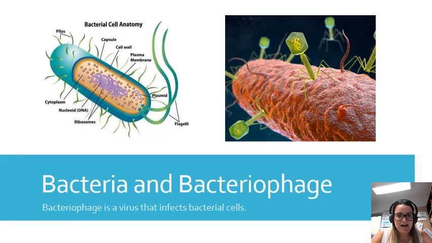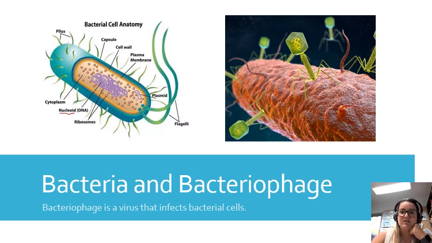So let's start with that bacteria and bacteriophage relationship. So obviously a bacterial cell is a quite simple cell. We know that the DNA is found in the cytoplasm. It says here nucleoid, that's a region of the cytoplasm that DNA is found in, and they have a pretty simple chromosome which is circular.